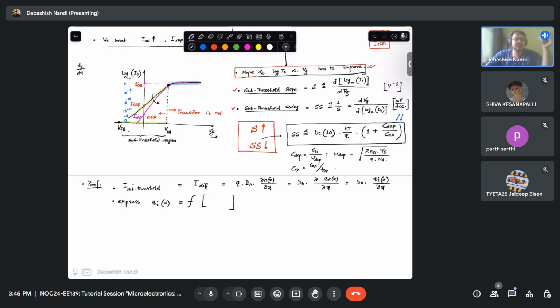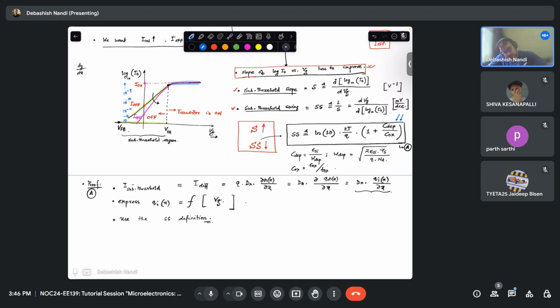Q inversion is a function of your gate voltage, right? Because it is the field effect, the vertical dimension: your gate is positive, and that is what is pulling out the electrons at the interface. So this is basically a function of V_G. If you just do this derivation and use the SS definition, you will get back to this equation. Let's say this is equation A. So it is no rocket science. You can do it easily.